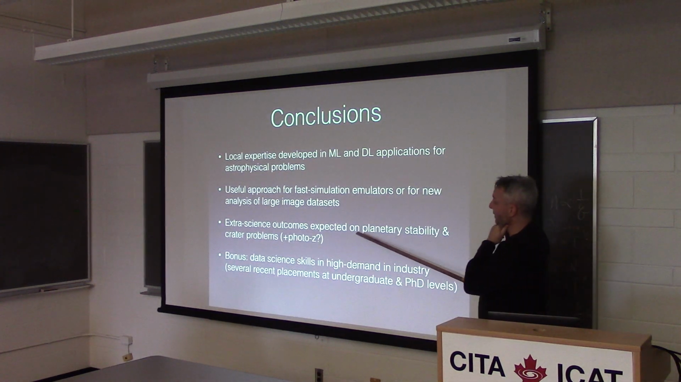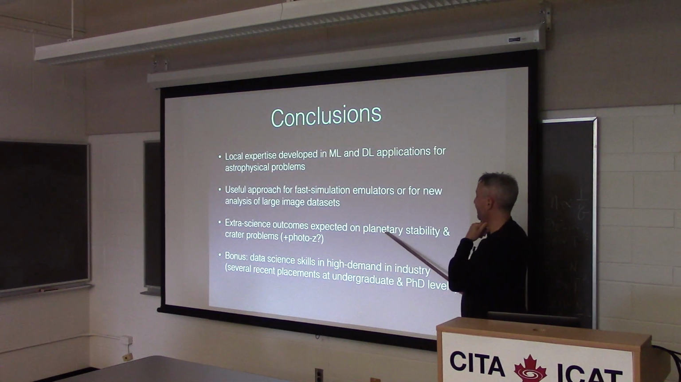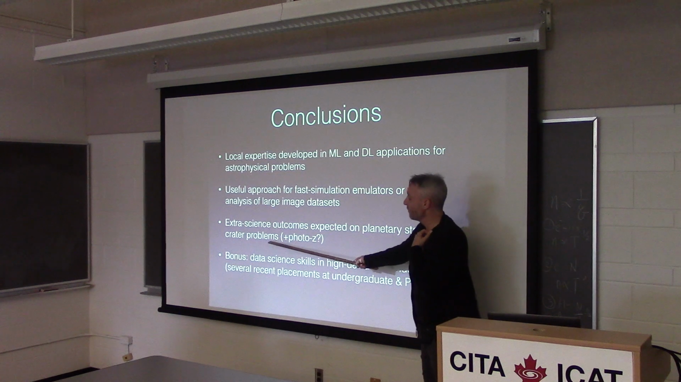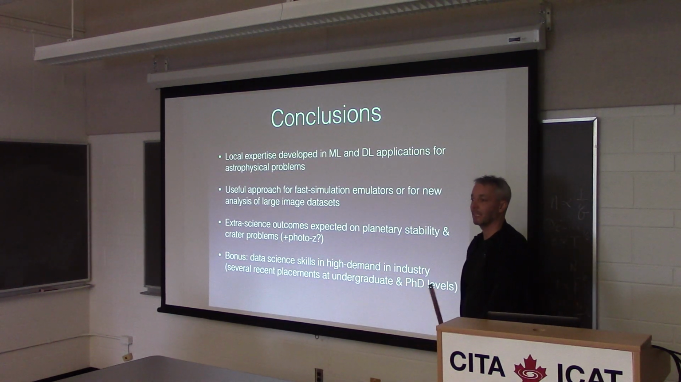I think there will be extra science coming, I'm hopeful, out of the planetary dynamic stability problem and then the crater problem. I'm not so sure about the photo Z. I think it's a lot of effort for very little gain personally, so I'm a little bored by the problem. But I need to talk to some expert on photometric redshift on this.